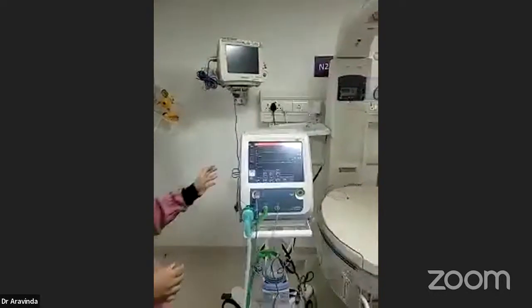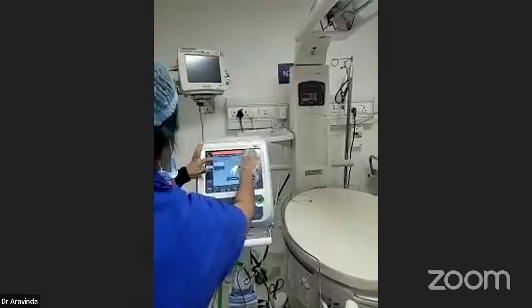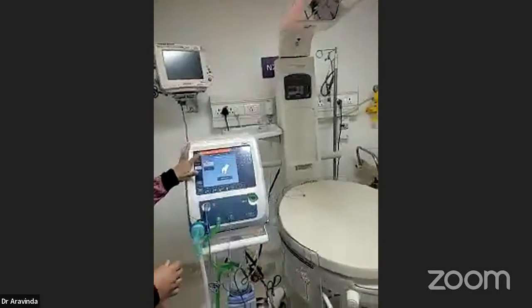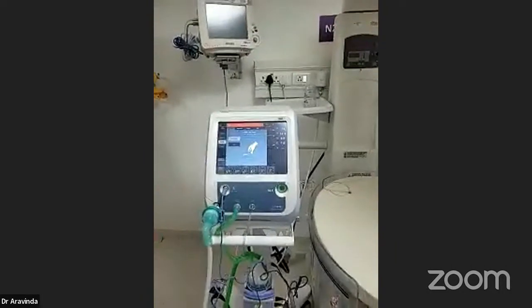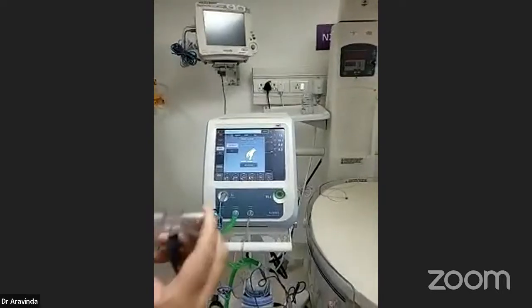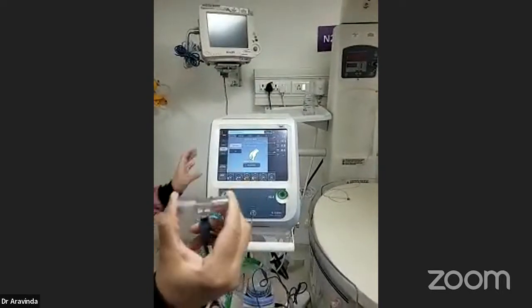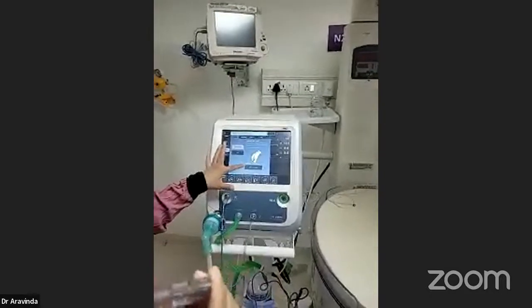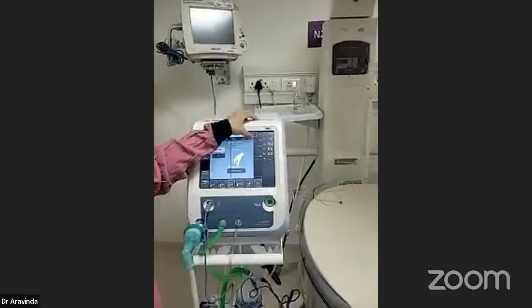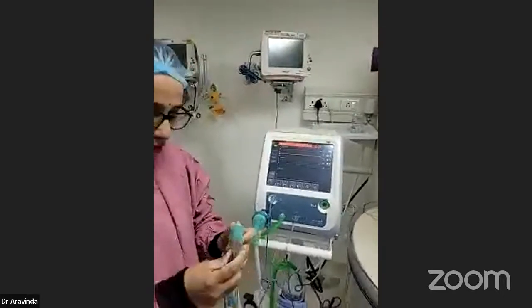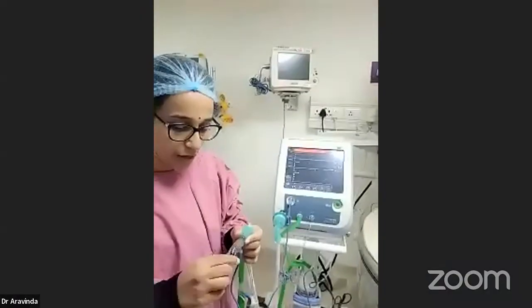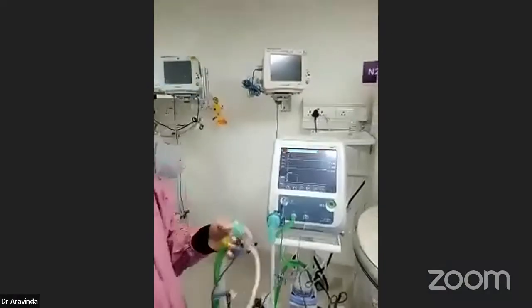Calibrate the flow sensor. Go to the utilities option, then go to the flow sensor and start calibrating the flow sensor. While we are calibrating, we have to occlude both the ends like this. Then it will show the calibration is completed. Once the calibration is completed, we will connect this to the proximal end near the endotracheal tube of the baby.